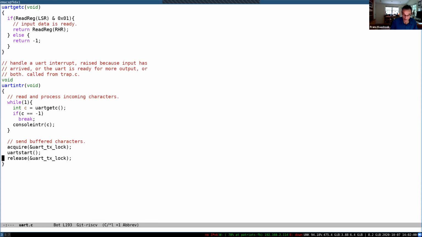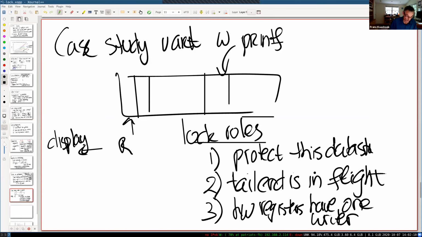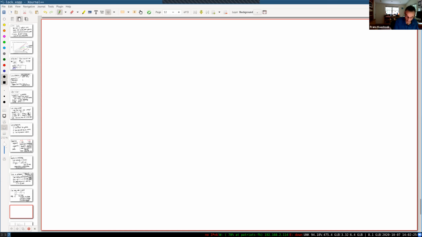And the thing that you should be worried about is that, I'll talk about it in a second. Let me postpone that until I get there. Okay, so any questions about this simple example of lock use in the UART? Okay, if everything is clear, let me talk about implementing a lock.